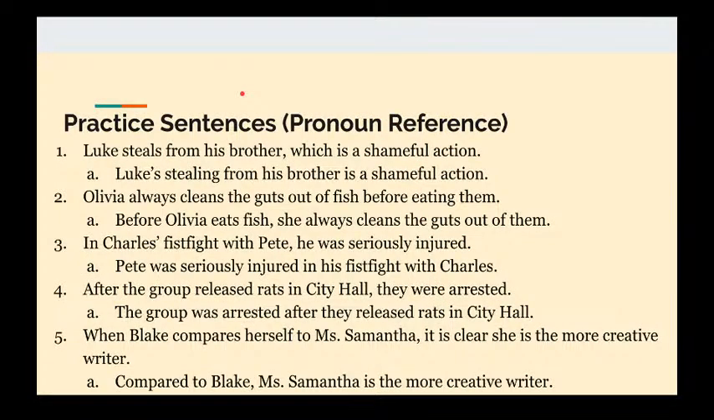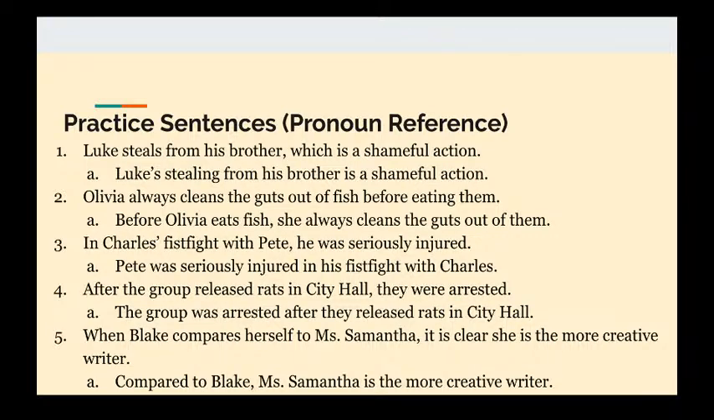So now we have some more practice sentences. Number 1, Luke steals from his brother, which is a shameful action. We have the word which here, and it's referring to this entire act of Luke stealing from his brother. We can make the sentence more straightforward, clear and grammatically correct if we change it to, Luke stealing from his brother is a shameful action. Now we know directly what the shameful action is, and it's Luke stealing.